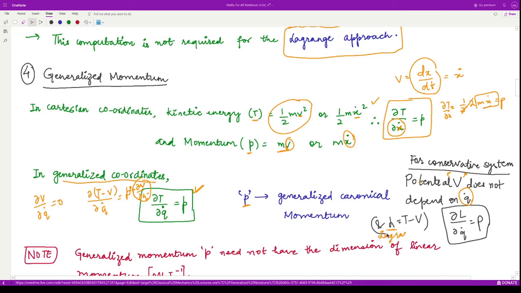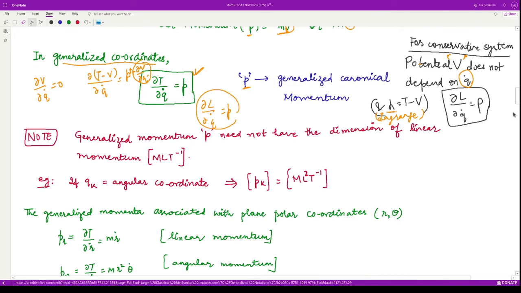So in some instances, like in solving some questions, you can also use this expression del L by del q dot is equal to p, provided your system is a conservative system. Moreover, one thing is important: the generalized momentum p may have dimensions other than that of linear momentum. The dimensions for linear momentum are m, L, t to the minus 1, mass into velocity, right?